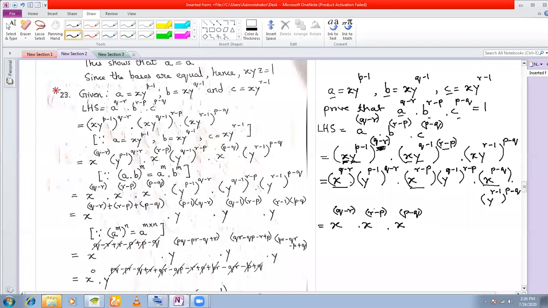So x's I have taken together. Now you take the y's together. This y, and this y. You write y to the power of p minus 1 to the power of q minus r into y to the power of q minus 1 into r minus p into y to the power of r minus 1 whole to the power of p minus q.